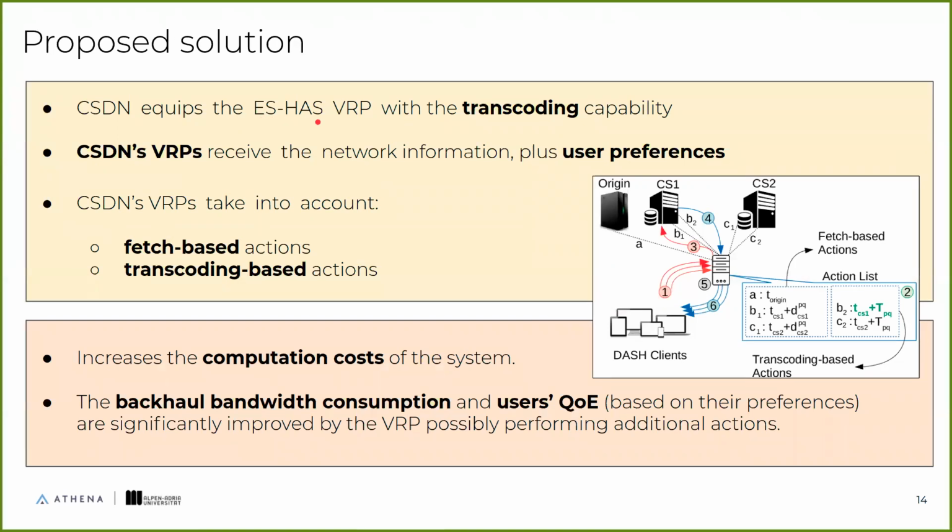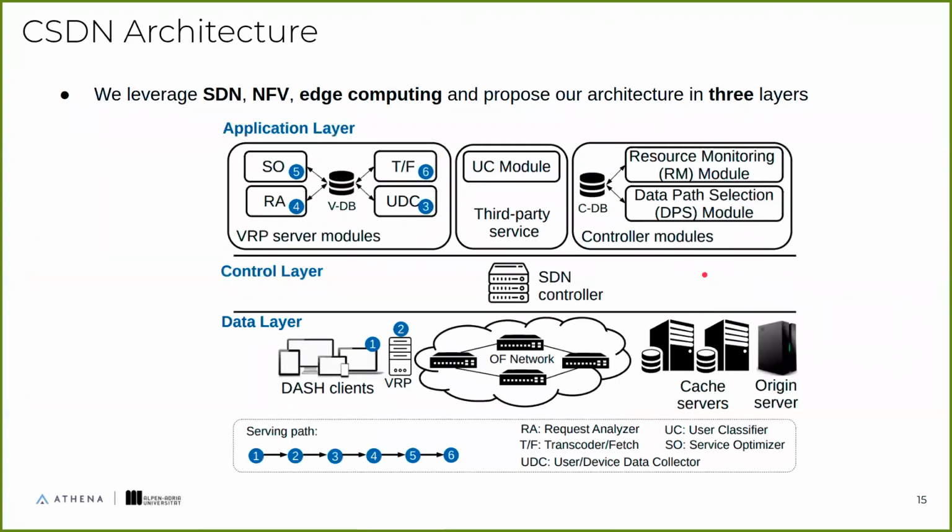CSDN equips the ESHAS virtual reverse proxy with transcoding capability. At the edge of the network, we have computational cost for this time-consuming transcoding process, but we could improve backhaul bandwidth consumption, also the user's QoE. So we have fetch-based action and transcoding action at the edge of the network of CSDN. We propose this architecture for CSDN with this design equipped virtual reverse proxy. You can find more information in the paper.